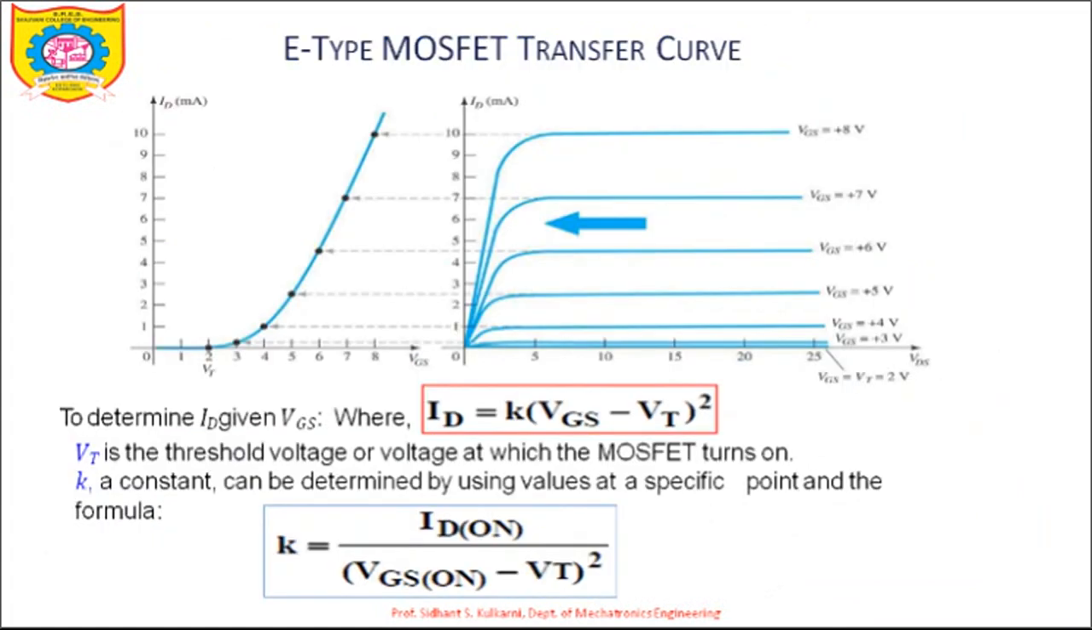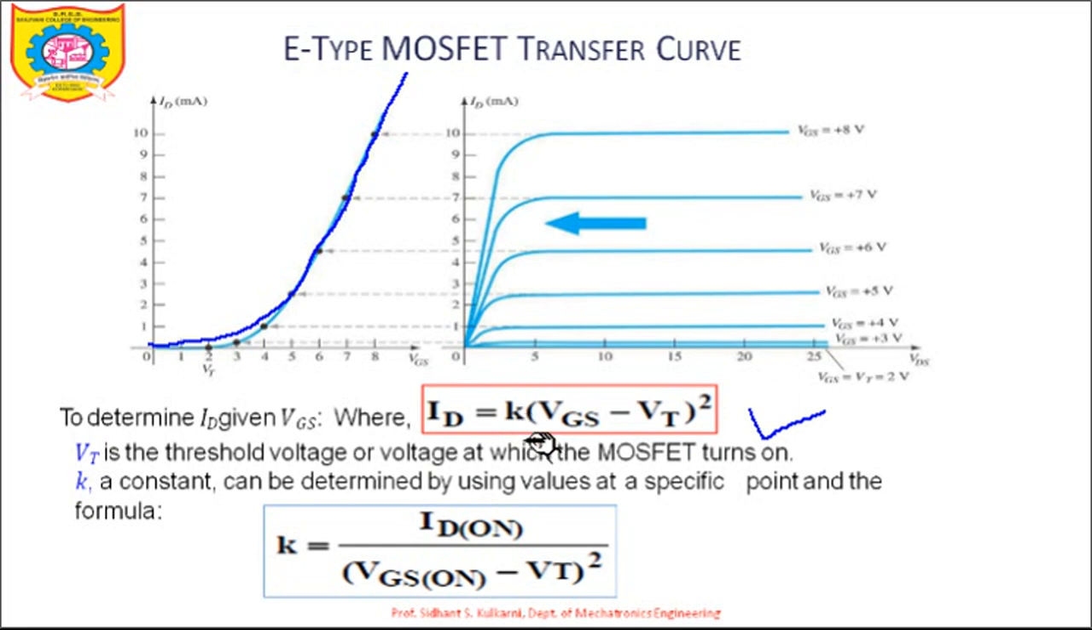We'll see further some curves. For the same curve, if we plot the graph of VGS versus ID, as VGS increases, ID increases, so it is showing linear characteristics, and these characteristics we have already discussed in the previous diagram. Now to determine ID and VGS, here we have some separate formula.